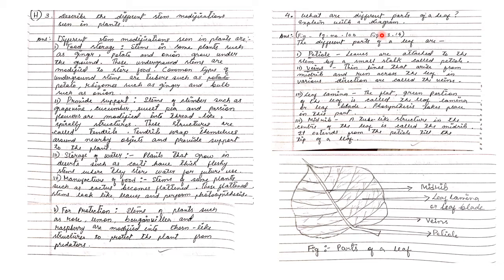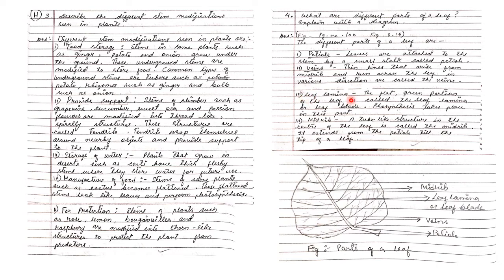Now number 4. What are the different parts of a leaf? Explain with a diagram. The different parts of a leaf are, number 1, petiole. Leaves are attached to the stem by a small stalk called the petiole. So this is the petiole. Number 2, veins. Thin lines that arise from the midrib and run across the leaf in various directions are called the veins. So these small things are the veins.